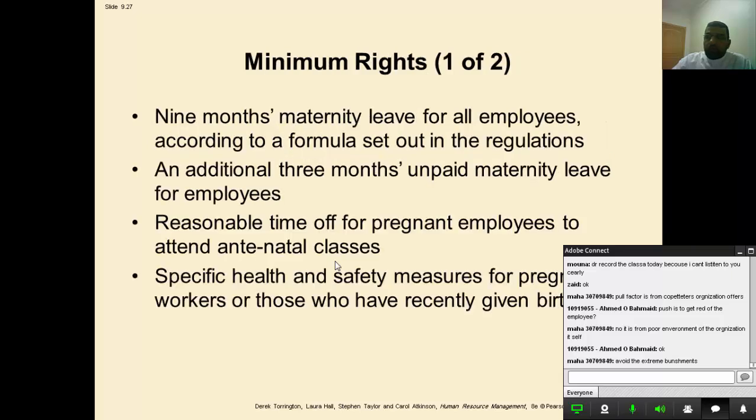Minimum rights, that means the companies also must give the employees the minimum rights that they need in order to complete their work.